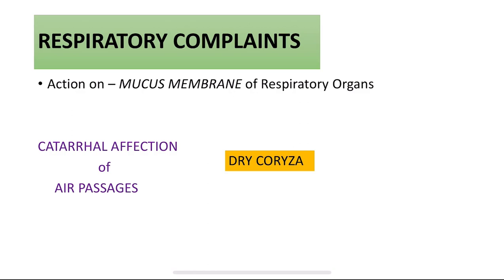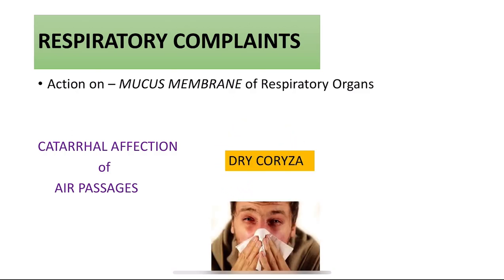So the sphere of action is very important in every remedy. The pathogenesis: what does Sambucus do? Sambucus acts on the respiratory system, specifically on the mucous membrane, producing catarrhal affections of air passages. There is dry coryza and suffocative attacks after an episode of fright.